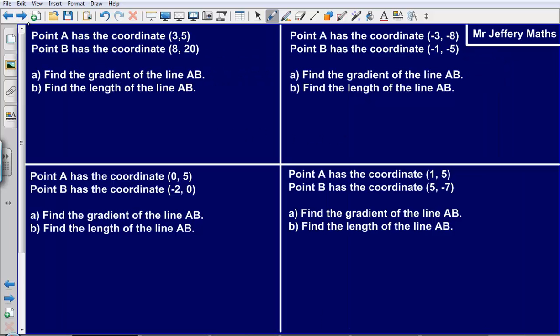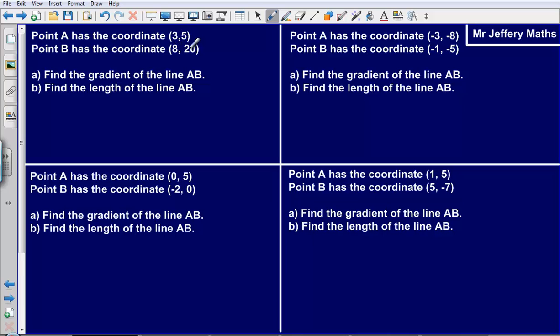Okay, let's take a look at 4 examples where we're working these things out. So let's take a look at my first example. Find the gradient of line AB. So let's take a look here. Point A has the coordinate 3, 5. Point B has the coordinate 8, 20.